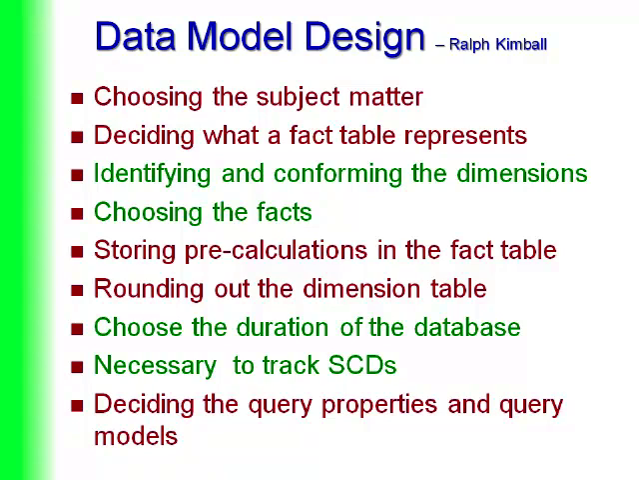We now discuss what are the different steps for designing a dimension model. According to Ralph Kimball, there are 9 steps. According to Ralph Kimball, we can design a good dimensional model by following the steps shown on the slide. The first step is choose the subject matter, then decide what a fact table represents, then identify and confirm the dimensions, then finally choose the facts. After choosing the facts, we store pre-calculations in the fact table, then optimize the dimension table data, choose the duration of the database, and track the slowly changing dimensions, and finally decide the query properties and query models. By following these 9 steps, we can design a good dimensional model.